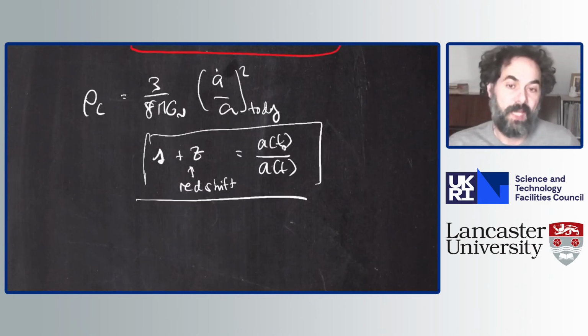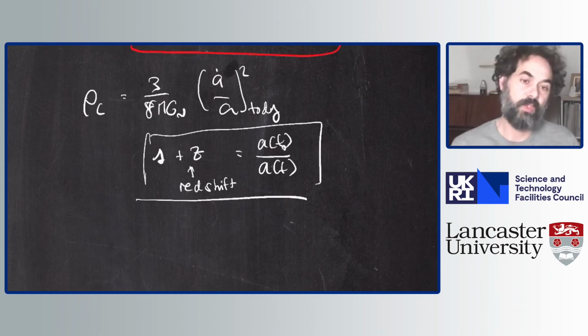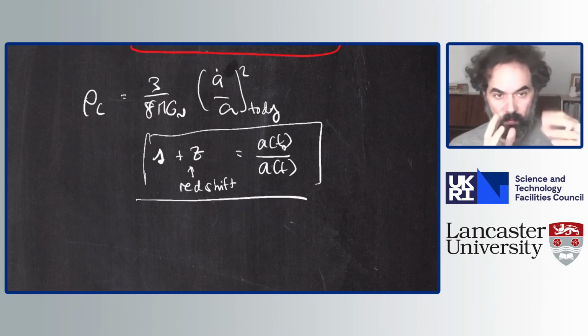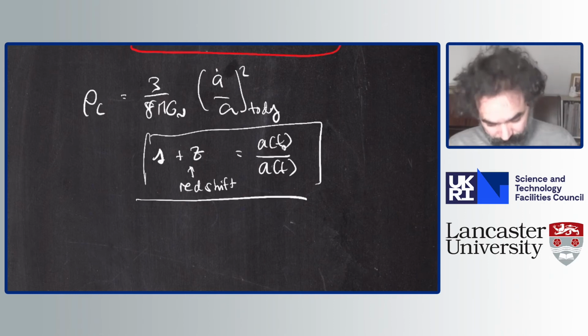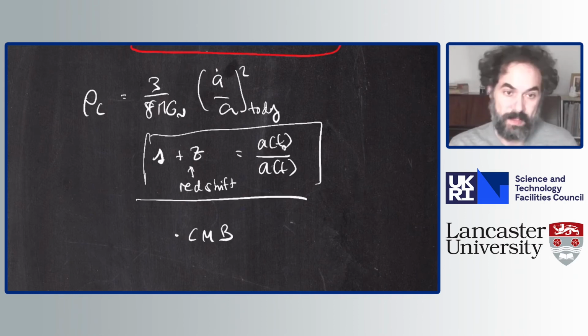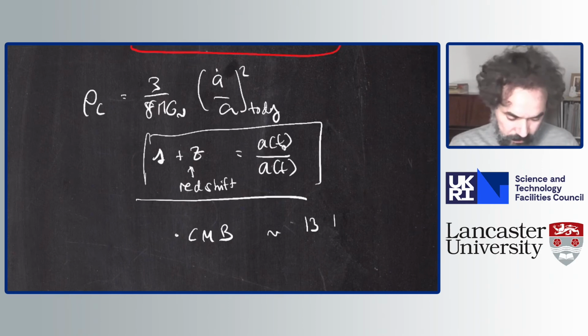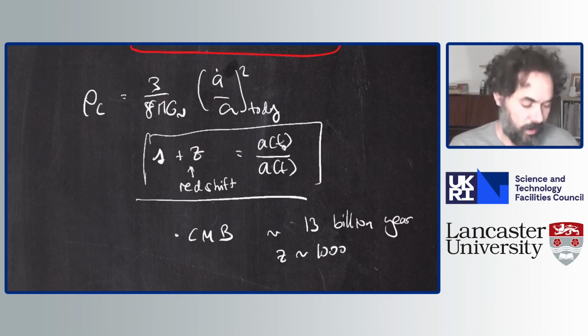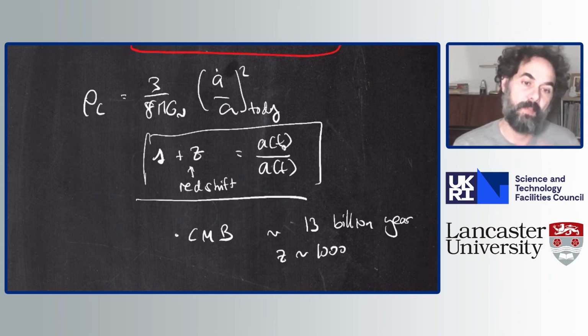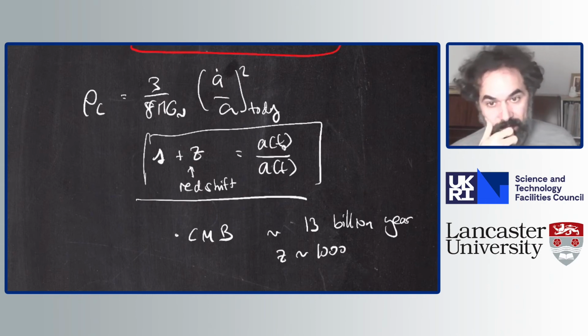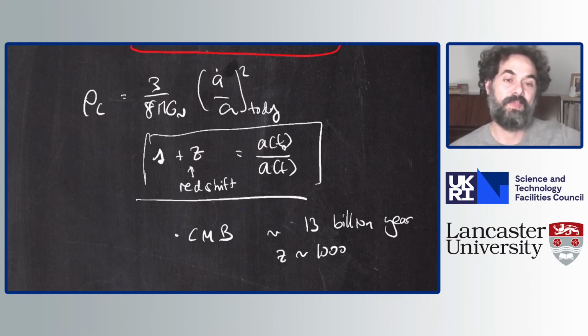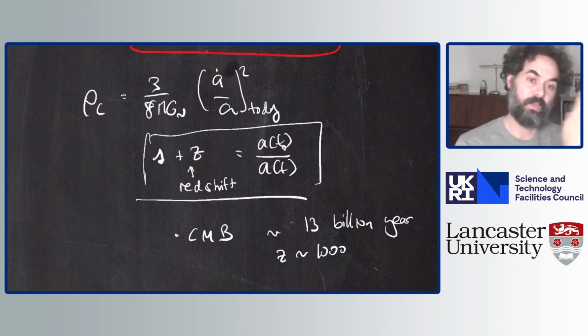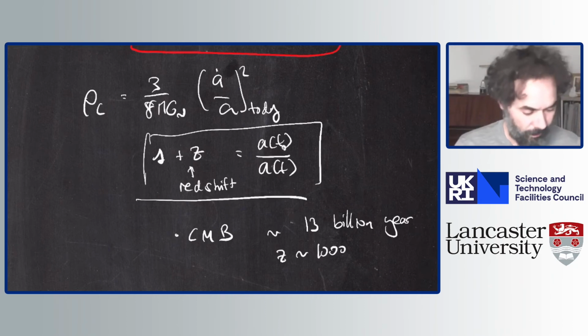Why is this more convenient than time? Well, because instead of talking about 13 billion years, 14 billion years, the redshift between today and, for instance, the CMB, when the CMB was released, which is 13 billion years ago, is around 1000. So it's always more natural to talk about these units, and they are also more physical, because they give you an idea of physical things, like the size of the universe today as compared to the size of the universe when something happened.